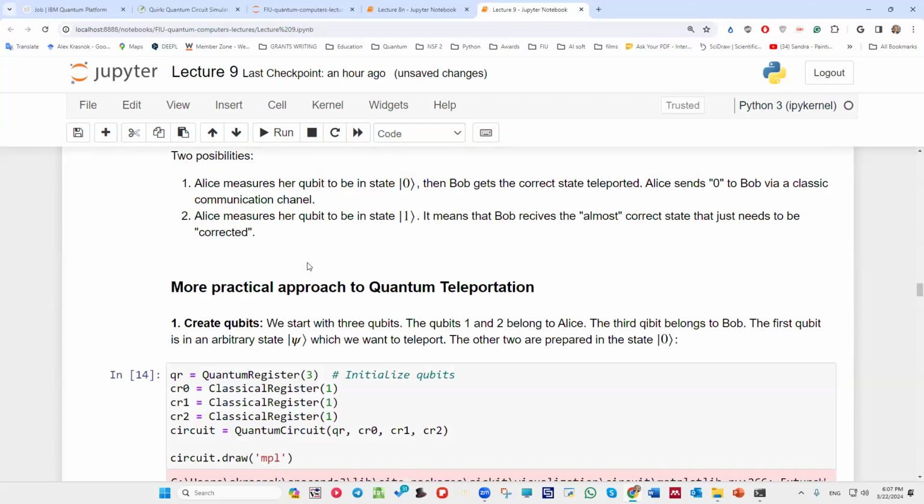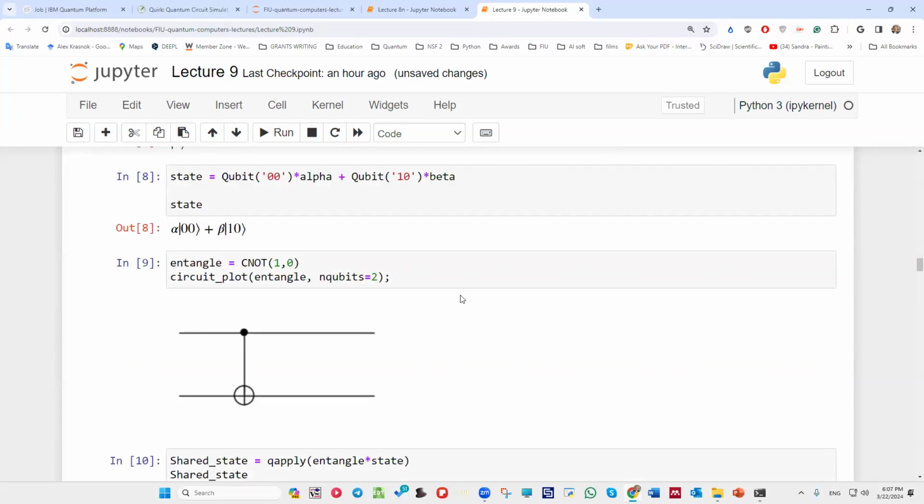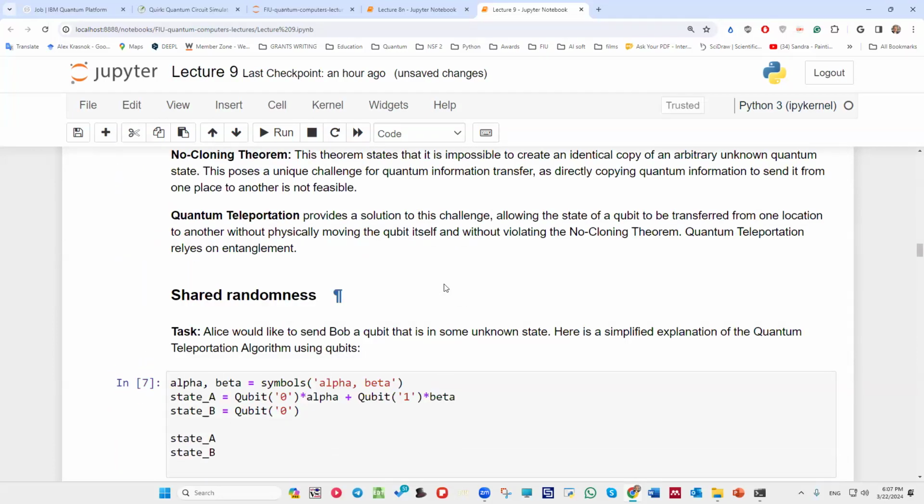So by the way, before I proceed, do you have any questions about this part, what I just described?